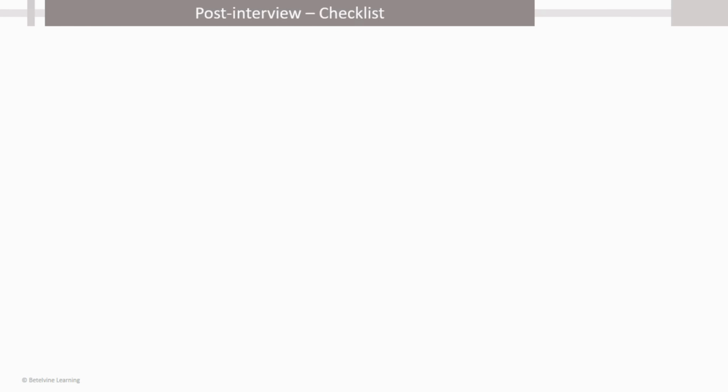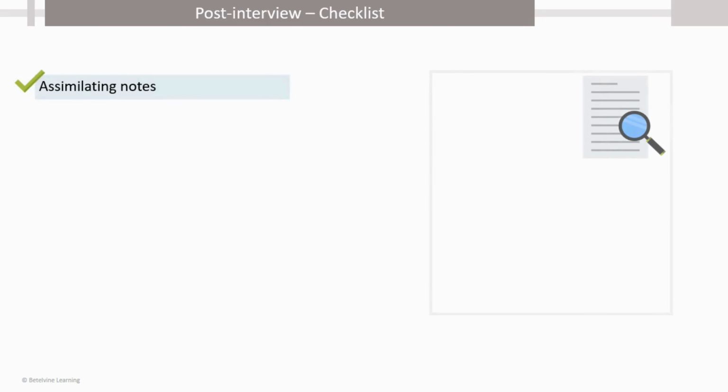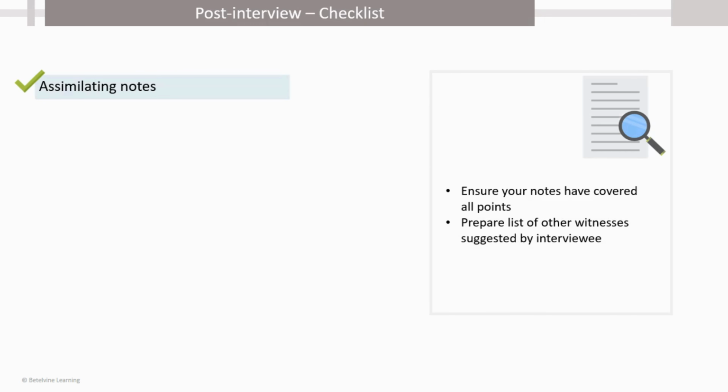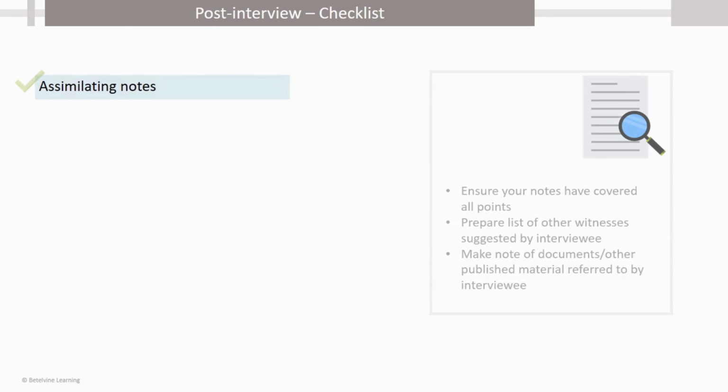Checklist for post interview. After the interview, the fact finder should be mindful of assimilating the notes. Read the notes in a quiet place to check whether all the points have been covered. Prepare a list of other witnesses suggested by the interviewee. Make separate notes of documents or other published material referred to by the interviewee.